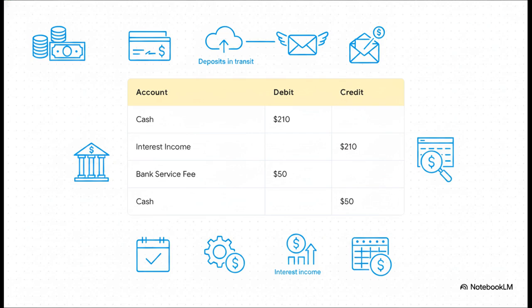In our October example, you'd post an entry to debit cash and credit interest income for $210. Then another entry to debit bank service fee expense and credit cash for $50. Oh, and remember, all entries arising from this reconciliation must be approved before posting.